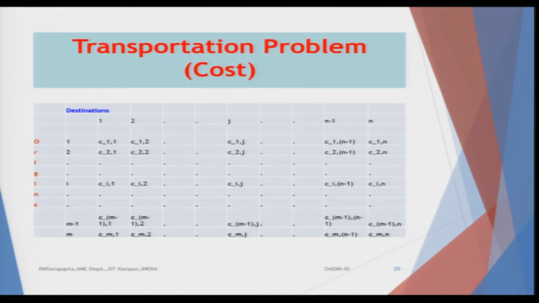And similarly, if I consider the mth origin corresponding to the destinations 1 to n, the cost structure is cm1. All these values I am reading out with the x's or c's in the suffixes. So, it is cm1 till cmn. Now, these cost structures are known to me based on which we will basically formulate the problem.